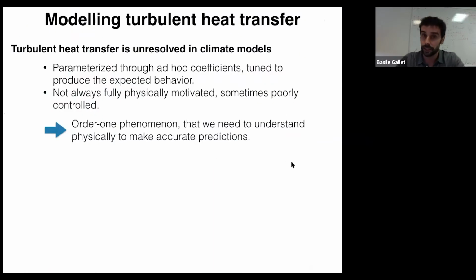Okay, so this turbulent heat transfer is not going to be resolved in the ocean part of a climate model. So it has to be parameterized using ad hoc coefficients, some kind of turbulent diffusivities, if you wish, that have to be tuned to produce the expected behavior. So, there's as much physics as we can in these parameterizations, but they're not always fully physically motivated, sometimes poorly controlled. And so it's this order one phenomenon that we need to understand physically to make accurate predictions in that context.